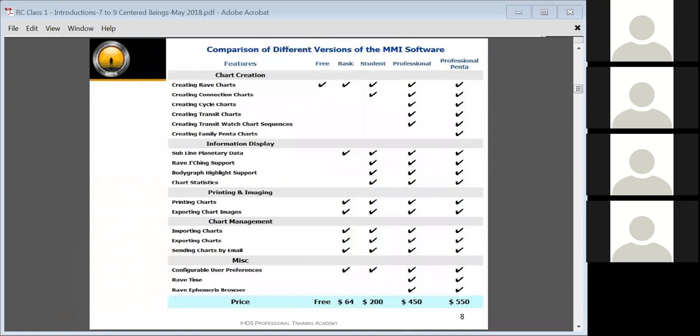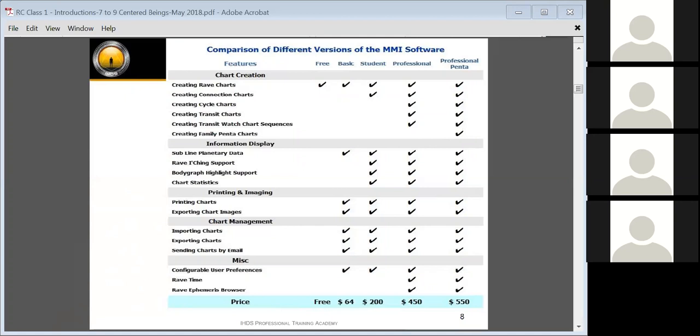And so there's a free version. This was the only software that was authorized before MMI, before the My Body Graph. There's a free version you can download. That's just going to let you create charts. If you want a basic version, you have to spend a little money, and that will give you a little more information. You'll get access to some of the subline planetary data. You'll get to print the charts. You can export images of charts to your desktop. You can kind of save the charts you create, or you can send them by emails.